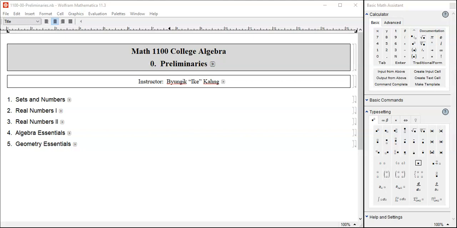Hello students, welcome to Math 1100 College Algebra. But before starting College Algebra, let's spend some time on preliminaries. This is going to be a review, so I'll be brief.